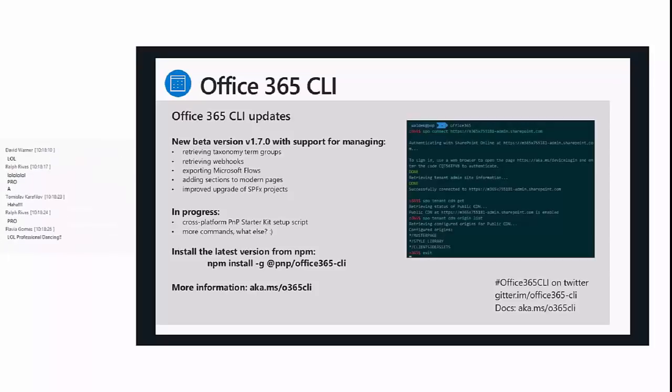Moving on. Office 365 CLI updates. We've got a new beta out, 1.70, with support for managing or retrieving taxonomy term groups, retrieving webhooks, exporting flows, adding sections to modern pages, and improving the upgrade experience for SPFx projects. So that's really a great feature.